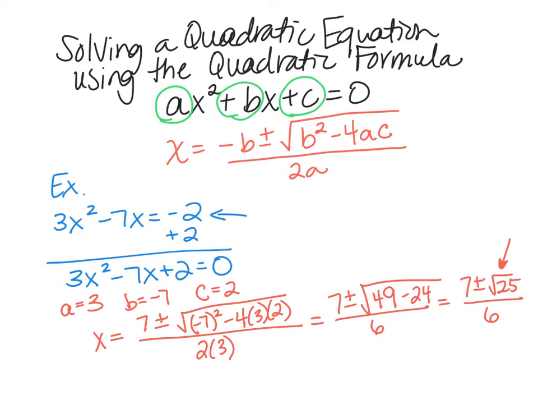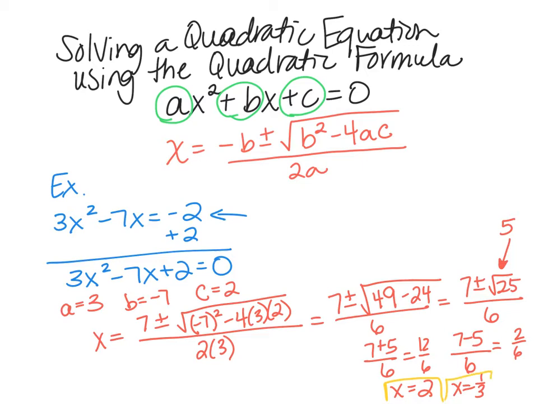Conveniently, 25 is a perfect square. So really what I want to say is 7 plus 5 divided by 6. And I want to say 7 minus 5 divided by 6. That's going to give me my two solutions. So 7 plus 5 is 12. 12 divided by 6. X is going to equal 2 here. 7 minus 5 is 2. 2 divided by 6. X is going to equal 1/3 here. So now I have my two solutions, X equaling 2 and X equaling 1/3.